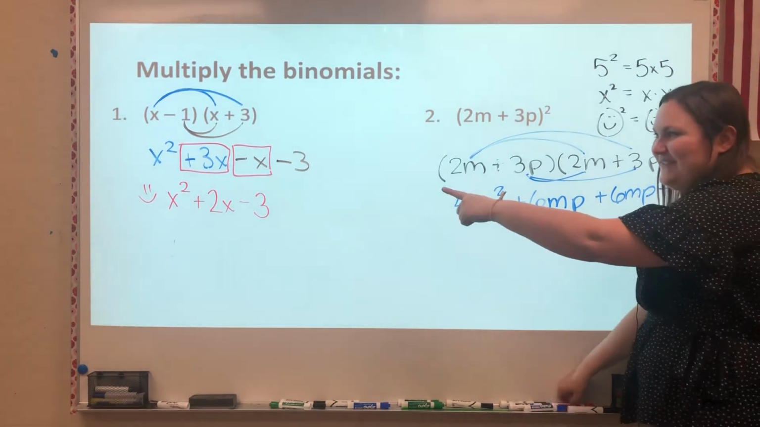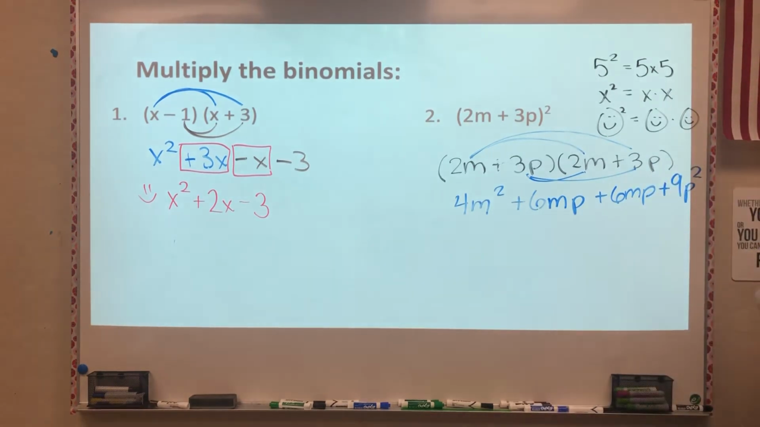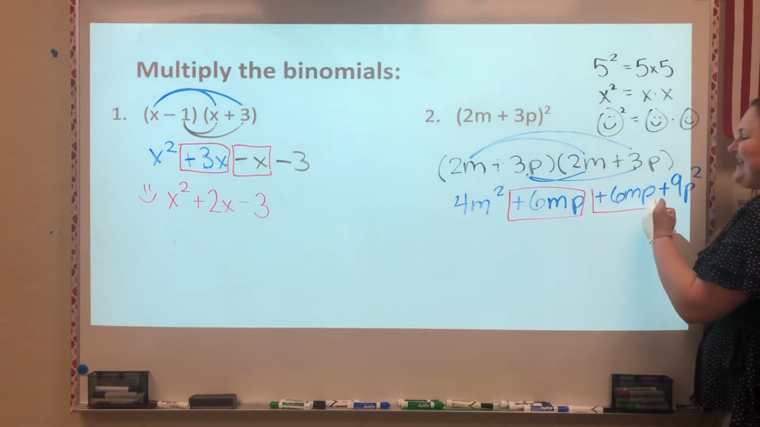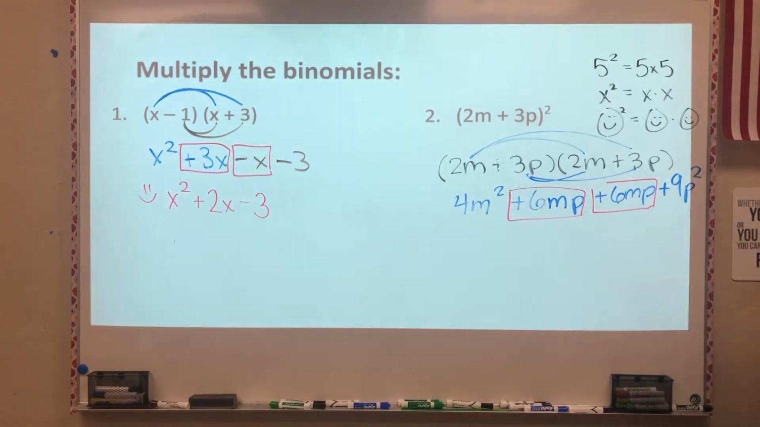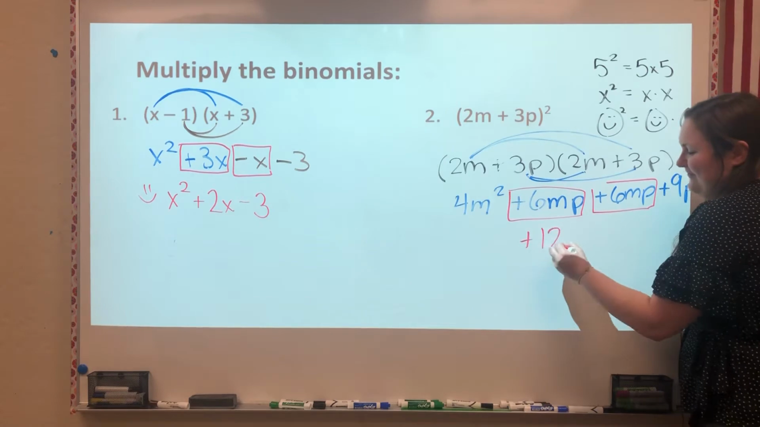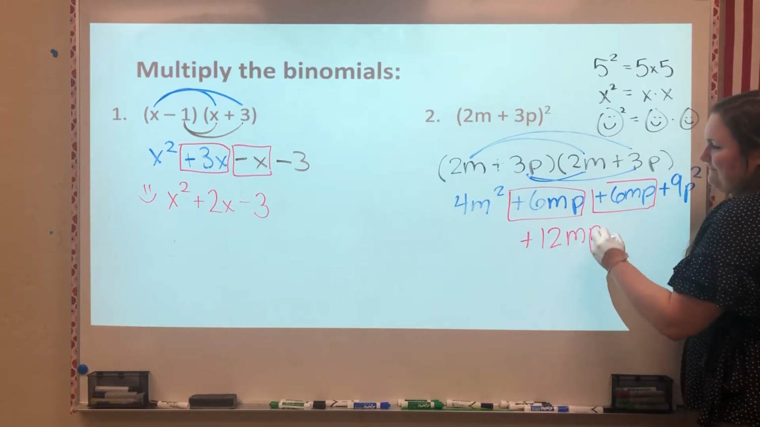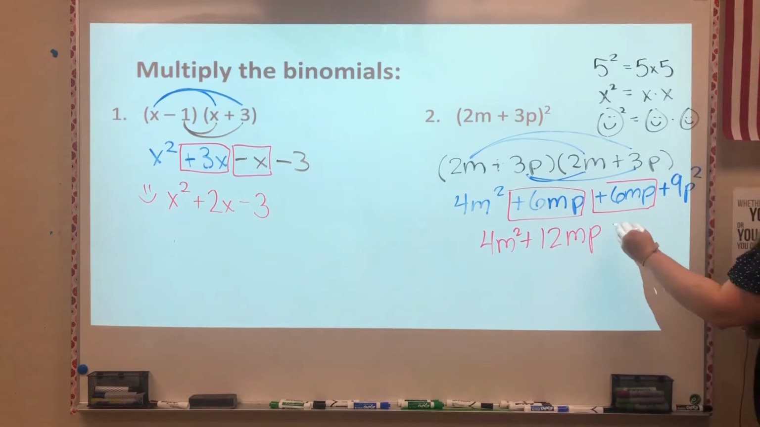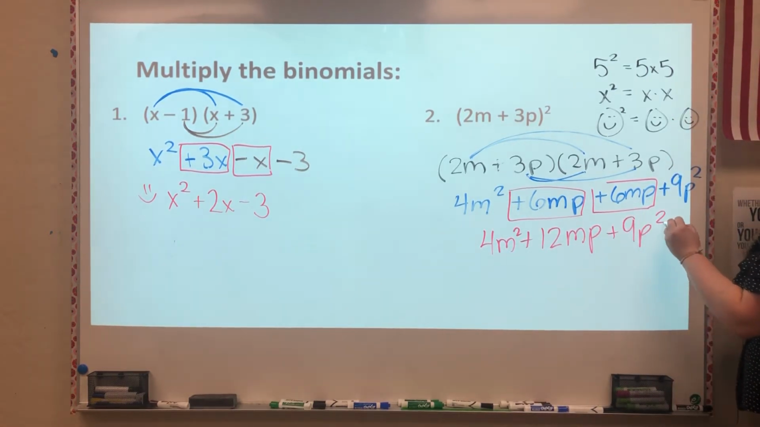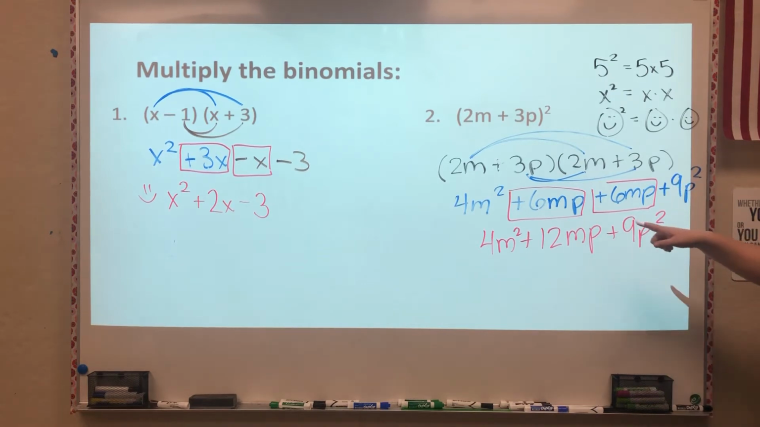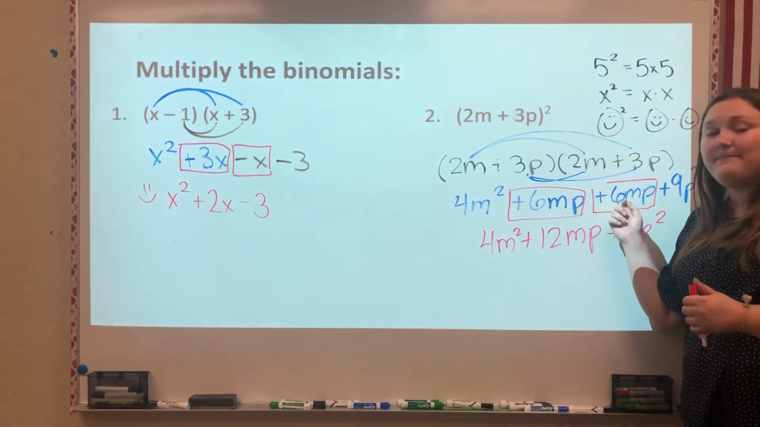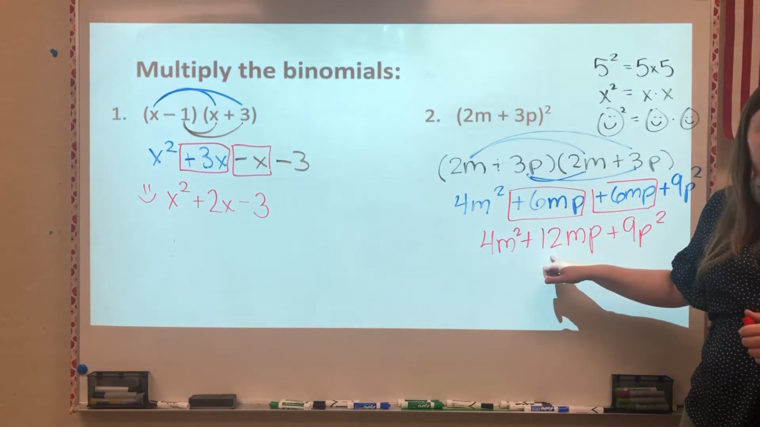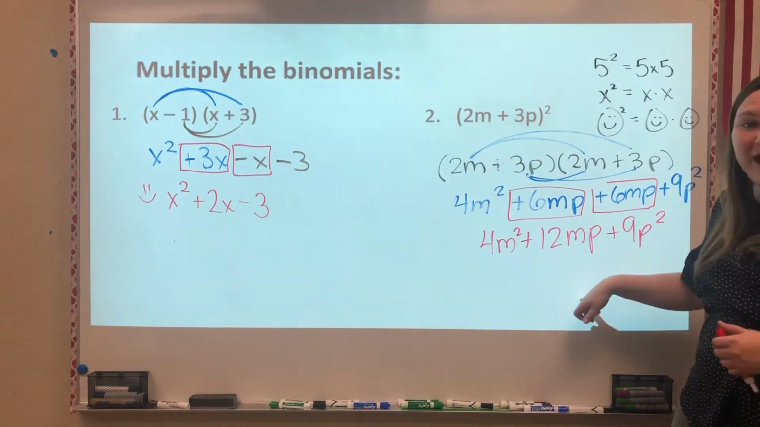No, just like over there, there's 2 terms there we can combine. I've got the 6mp plus 6mp. When you combine those, 6 and 6 is going to give you 12, so you're left with 12mp. And then I've still got my 4m squared and my plus 9p squared. I didn't mention it earlier, but I'm going to mention it here. When you are combining like terms, you only add those coefficients. You only add the numbers. The variables you copy down.